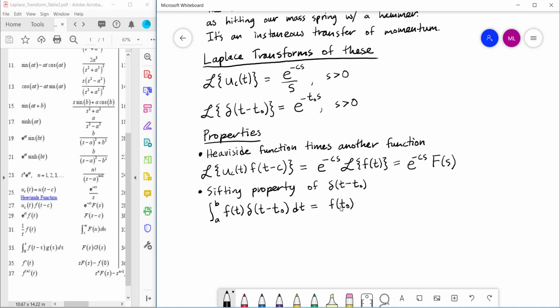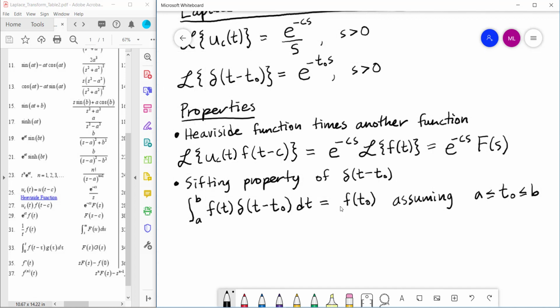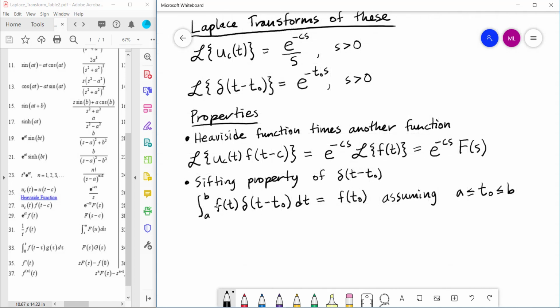So it's going to go to this, and let me just mention that this assumes that a is less than or equal to t naught is less than or equal to b. That the value of t naught does exist somewhere on the interval that we're integrating. If we're integrating between 0 and 1 and t naught is 3, then this function is 0 everywhere on that interval, and the whole thing will integrate to 0. But otherwise, it should integrate to this value, assuming t naught shows up somewhere on the interval.